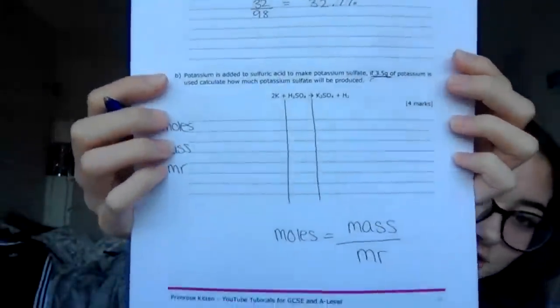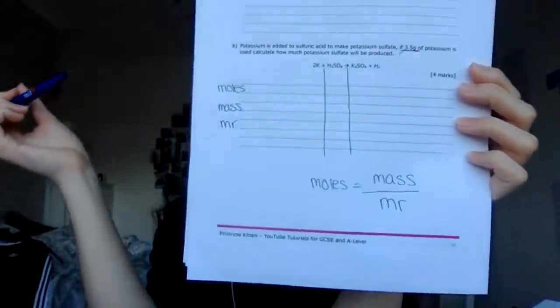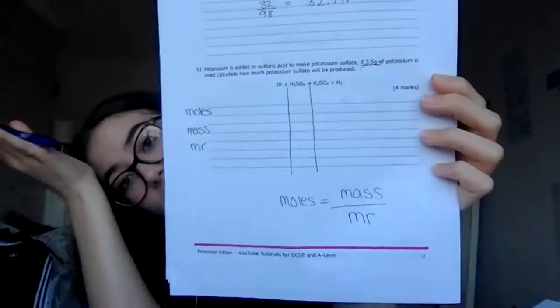Okay, moles, mass, MR. What am I trying to work out? I don't know what I'm trying to work out. Can you see that question? This is how I'm going to try to work it out, by working out what moles, mass, MR is, but I do not know what moles are. So if someone would really lovely like to comment what moles are, I would be much appreciated.